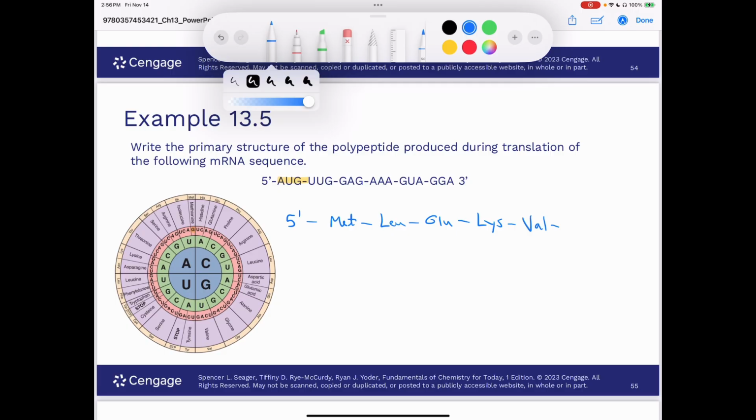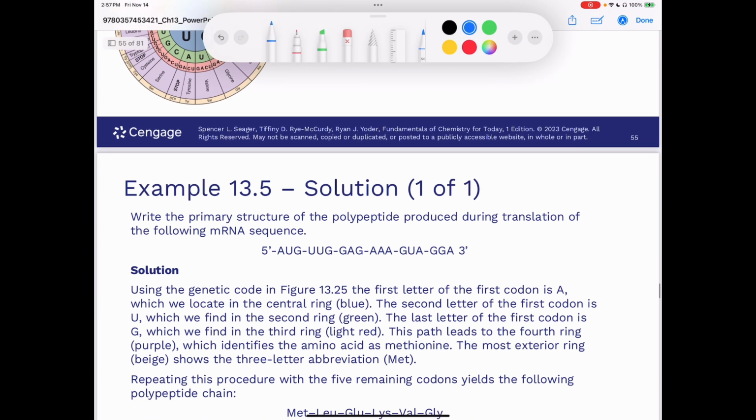And then finally, we have GGA. So for that, we have G and G and A. That's a glycine. So we'll scribble that down, GLY. And there's our 3' end.